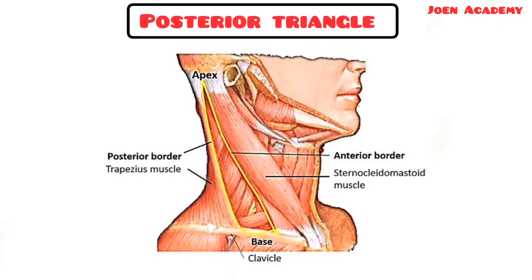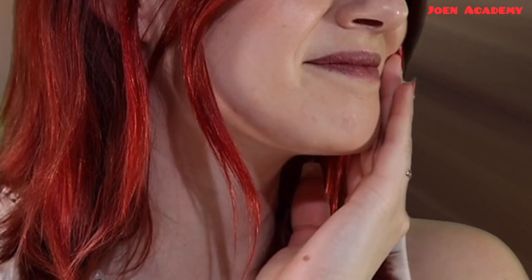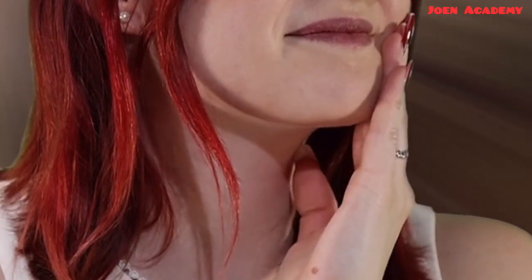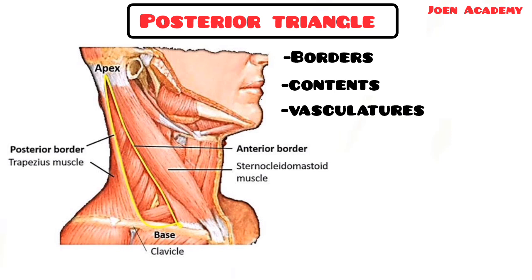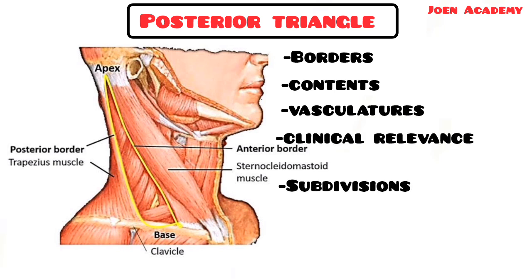The posterior triangle of the neck is an anatomical area located at the posterolateral aspect of the neck. In this video, we are going to look at the borders, the contents, the vasculatures, the clinical relevance, and also the subdivisions of this triangle.